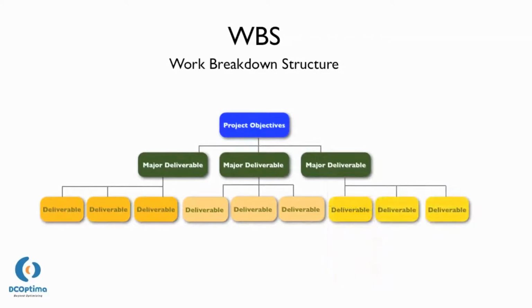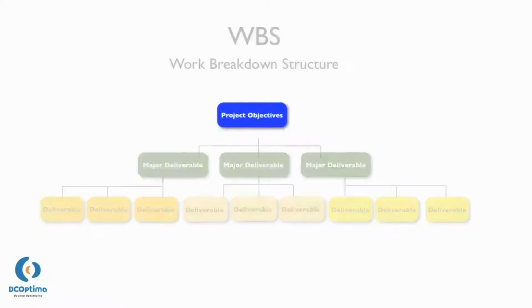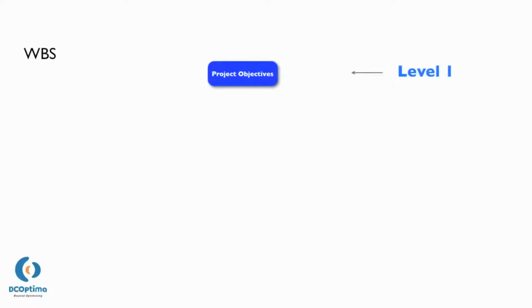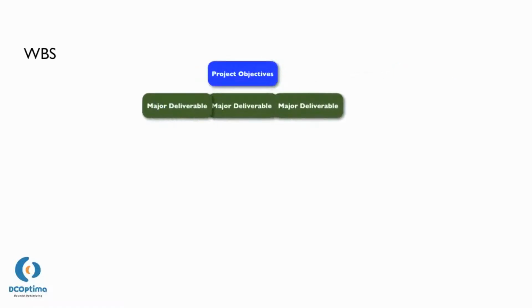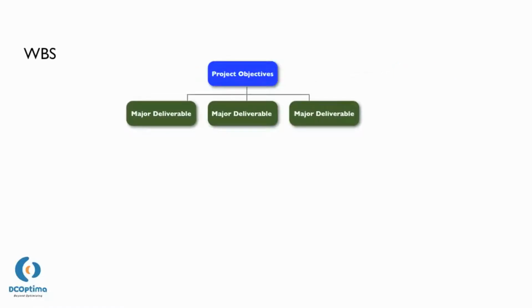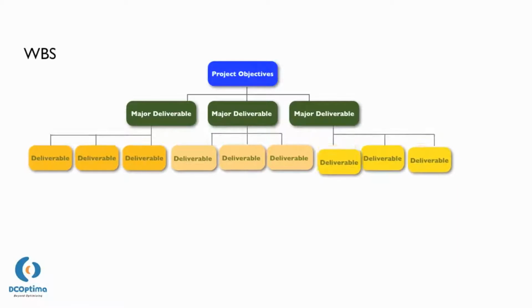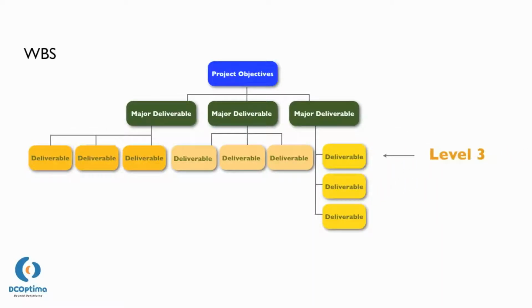WBS stands for Work Breakdown Structure. It is the foundation of every project, because it defines in detail all the work necessary to accomplish a project's objectives. At level 1 of a WBS, it describes the project name and reflects the objective of the project. A project objective can be decomposed into several major deliverables at level 2. To get a major deliverable done, we need to accomplish all the deliverables within. The deliverables are written at level 3.